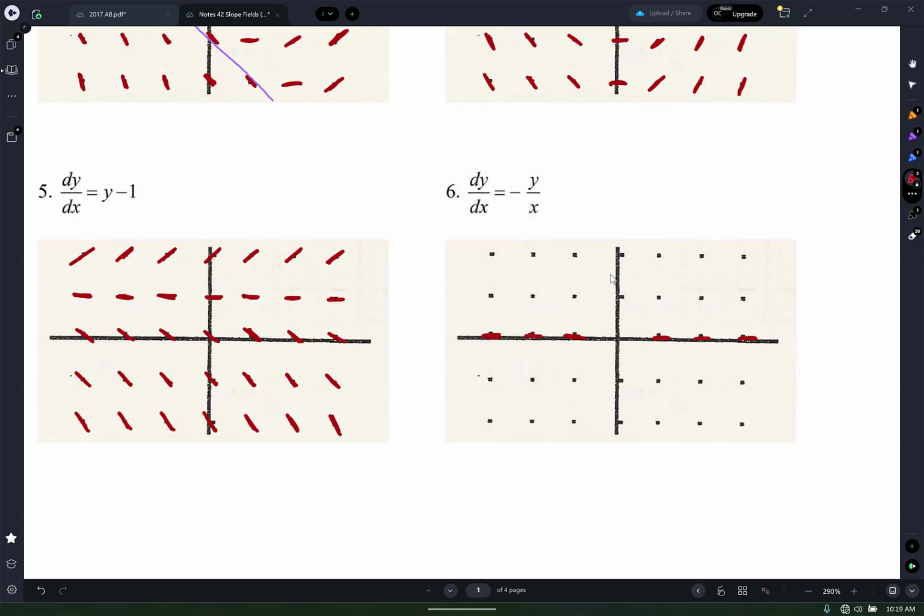Now we're going to choose points. I'm going to go to 1, 1. At 1, 1, 1 divided by 1 is 1, but I have a negative in the front, so it's negative 1. I'm going to go to 1, 2. 2 divided by 1 is 2, but I have a negative, so it's negative 2. Just make it a little steeper than that one. Now I'm going to go to 2, 1. 1 divided by 2 is a half, but negative 1/2, so flatter than the one to the left. And then I'm going to go to 3, 1, and 1 divided by 3 is 1/3, but a negative, so negative 1/3, even flatter.